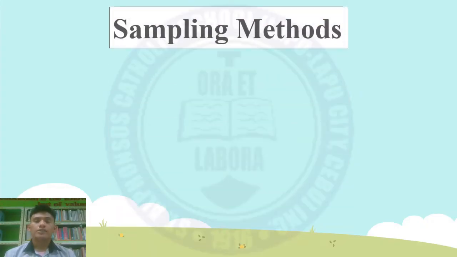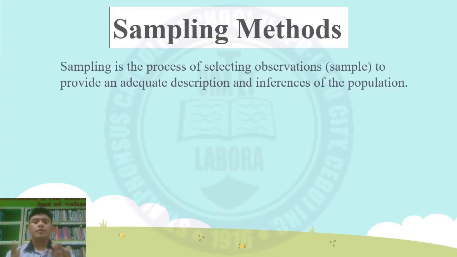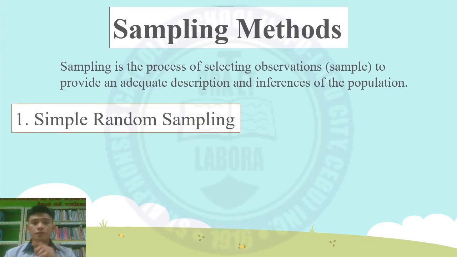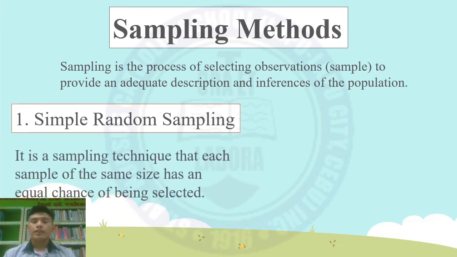Sampling methods. Sampling is the process of selecting observations or getting a sample from the population to provide an adequate description and inferences of the population. The first one is simple random sampling, or the SRS. It is defined as a sampling technique in which each sample of the same size has an equal chance of being selected.